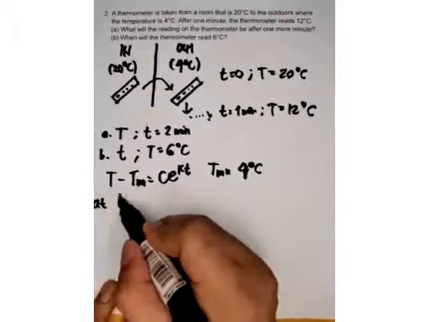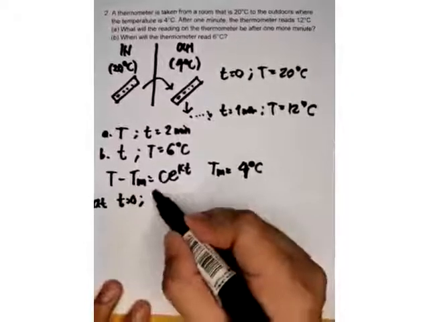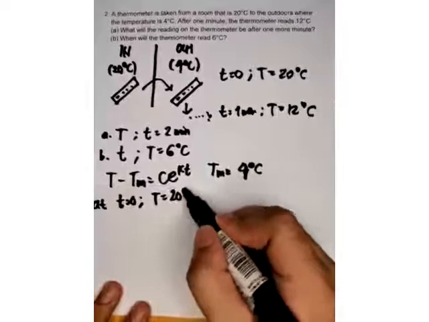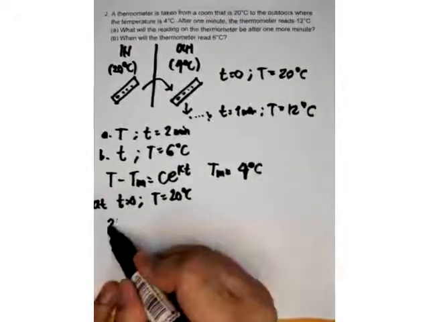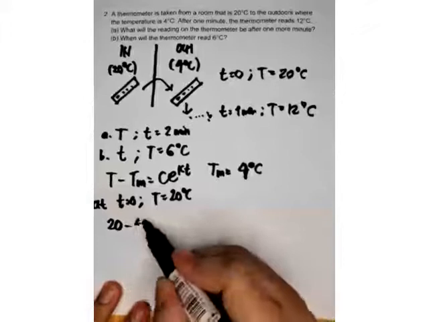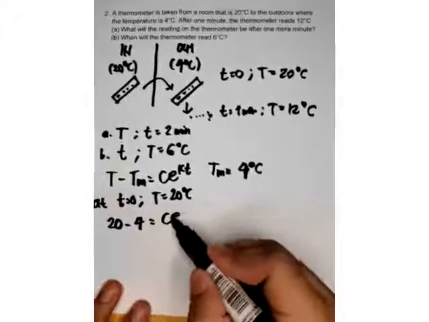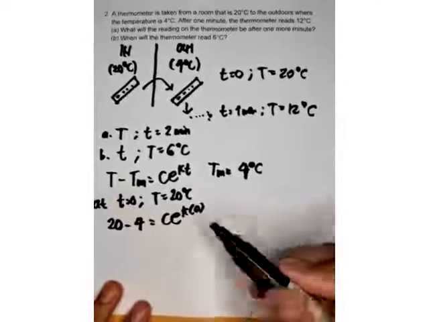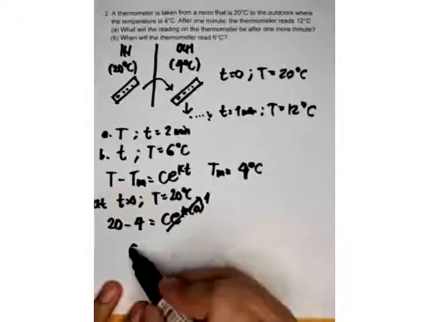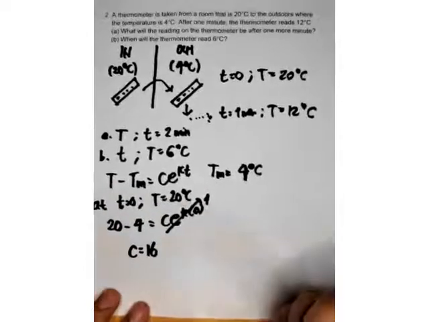At T is equal to 0, the temperature reading is 20 degrees Celsius. So that should be 20 minus 4 is equal to Ce raised to K times 0. But this is equal to 1. So, C is equal to 16.